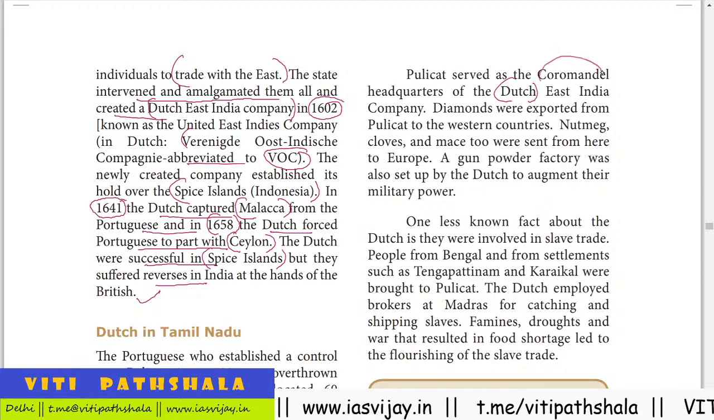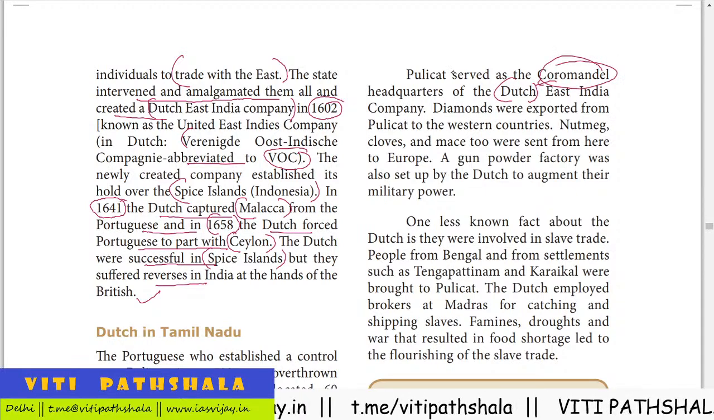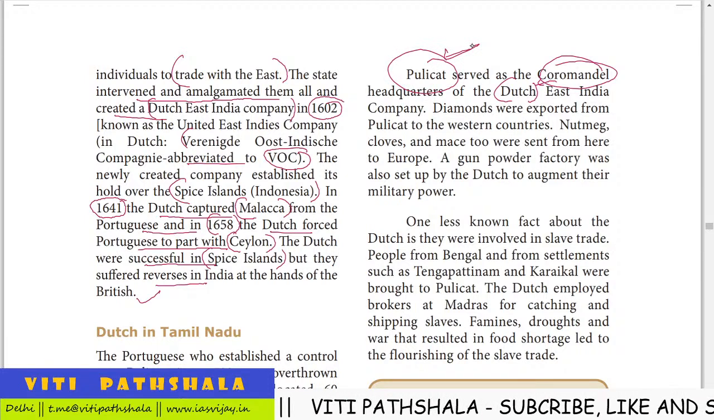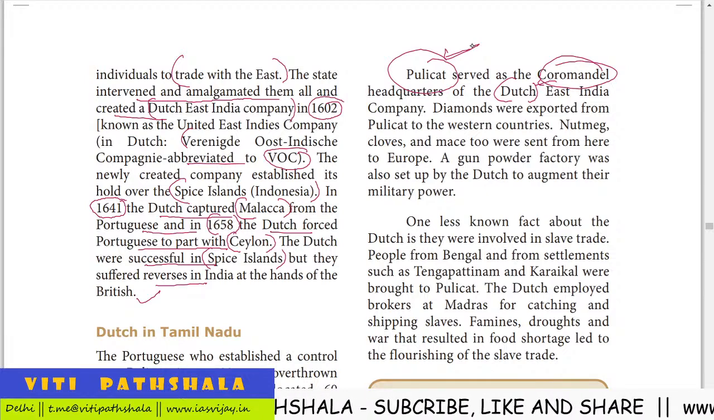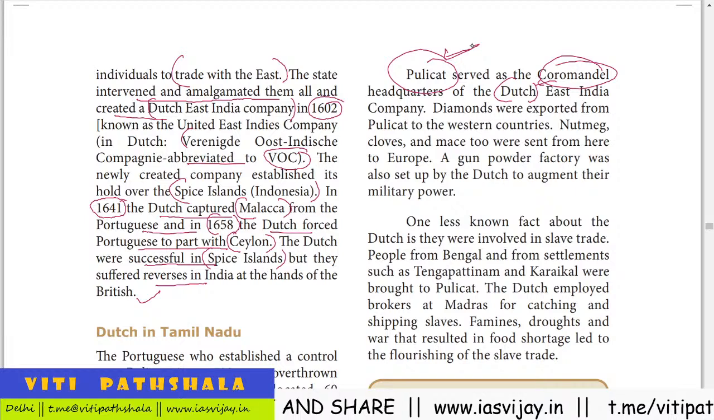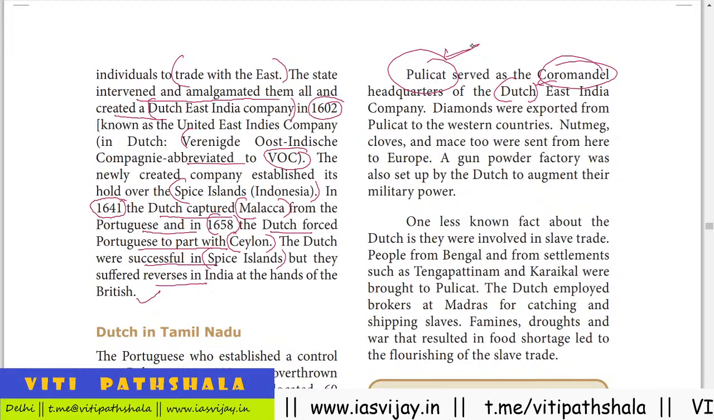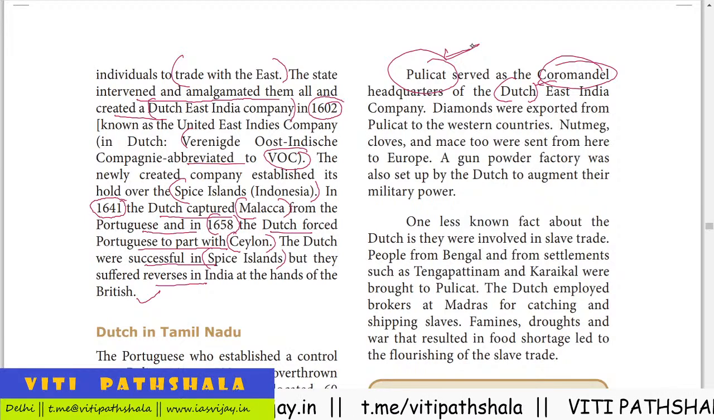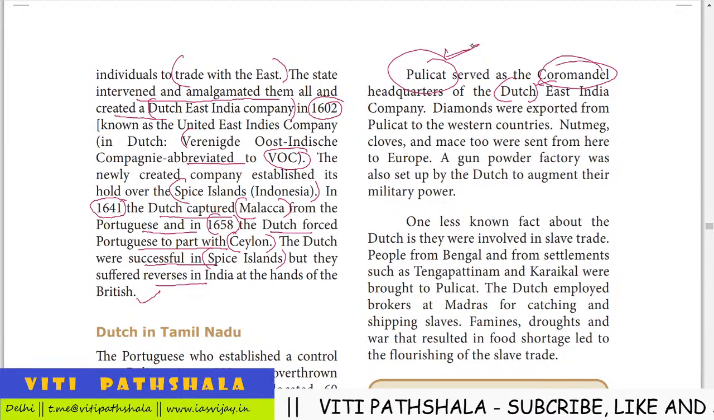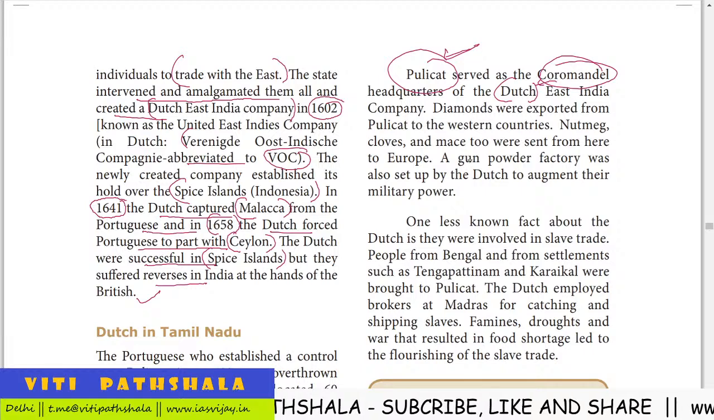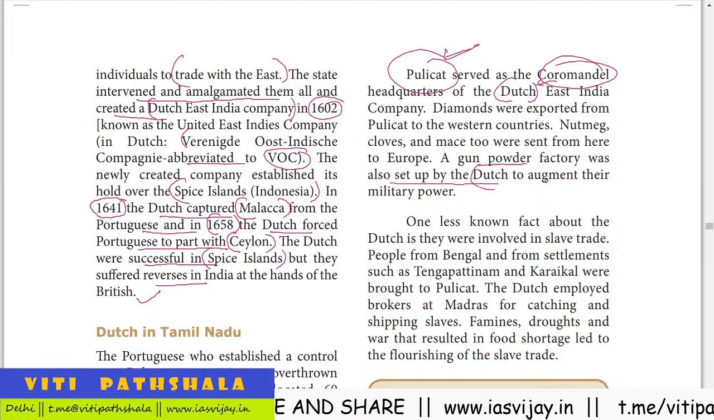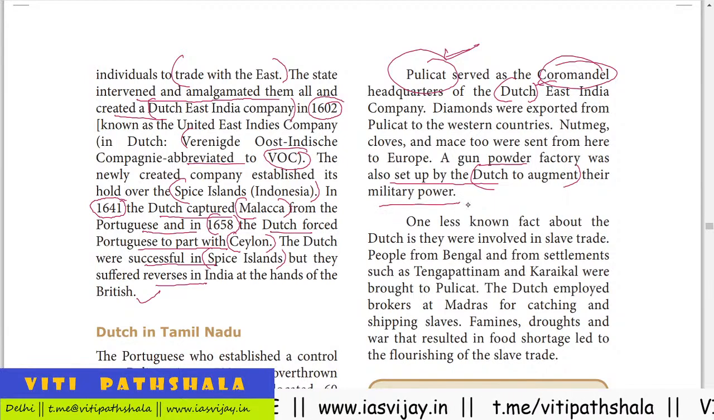So on the Coromandel, the headquarters of the Dutch East India Company was Pulicat. The diamonds were exported from Pulicat to the western countries. The nutmeg, cloves and mace too were sent from Europe. A gunpowder factory was also set up by the Dutch to augment their military power.